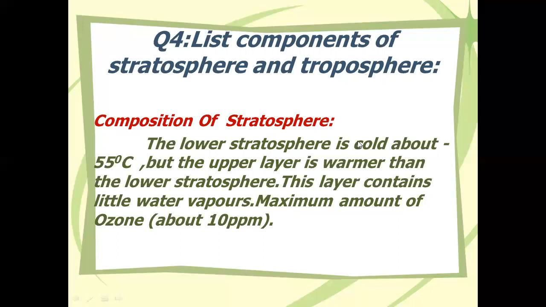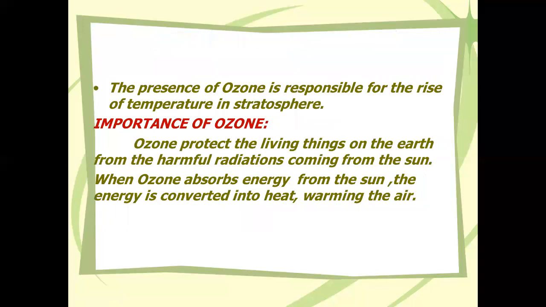The temperature of the lower stratosphere, which is closest to the troposphere, is -55 degrees centigrade, which is colder. But the upper layer is warmer than the lower stratosphere. And why is that layer warmer? This layer contains little water vapors and a maximum amount of ozone. About 10 parts per million ozone is present in the upper layer of stratosphere. And you know that the presence of this ozone is actually responsible for the rise of temperature in stratosphere.